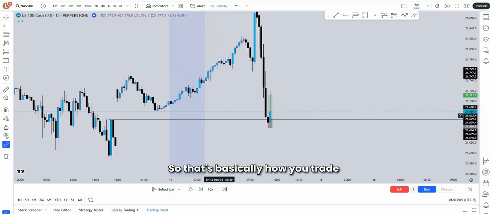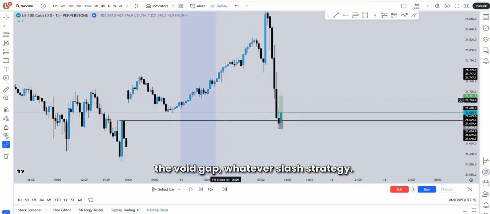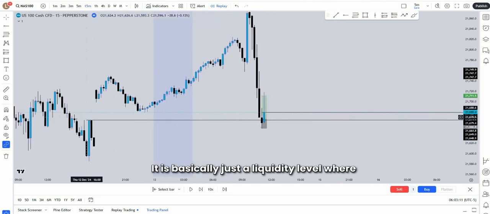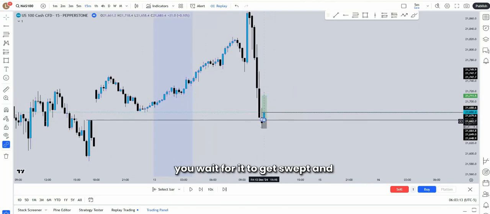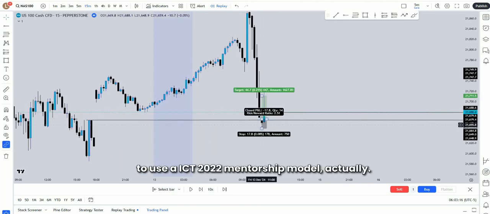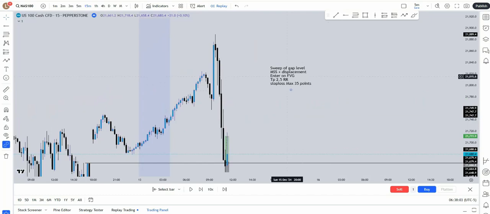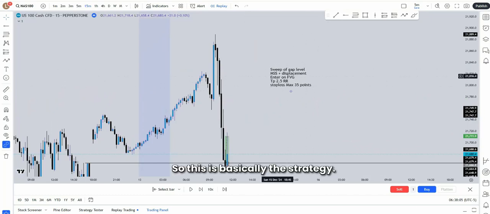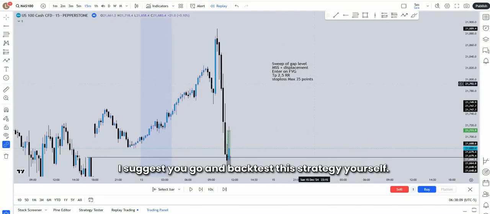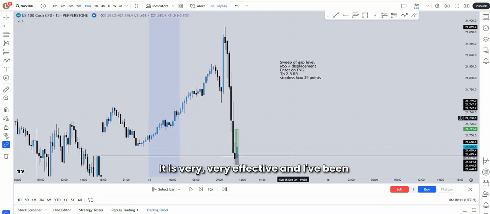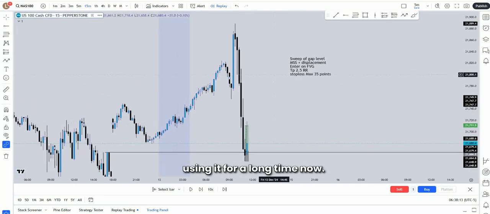So that's basically how you trade the void, gap, whatever strategy. It is basically just a liquidity level where you wait for it to get swept, and then once it gets swept, you're just going to use an ICT 2022 mentorship model actually. So this is basically the strategy. You can also implement your own rules. I suggest you go and backtest this strategy yourself. It is very, very effective, and I've been using it for a long time now.